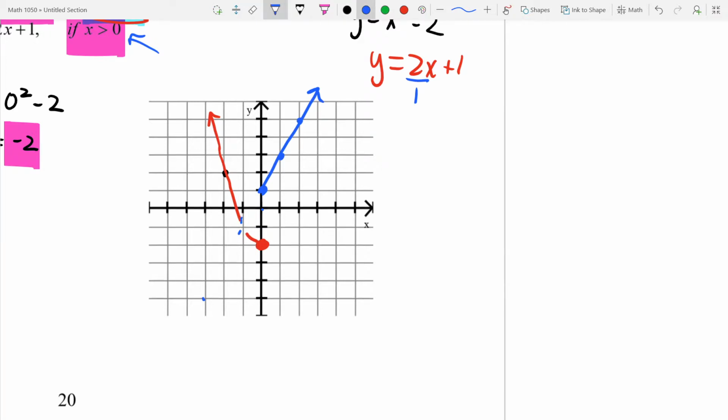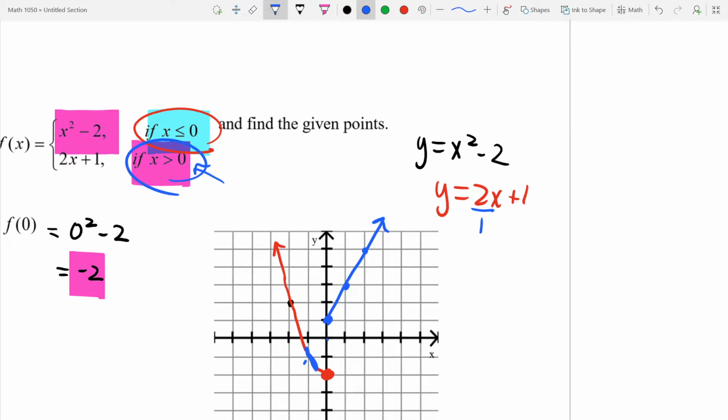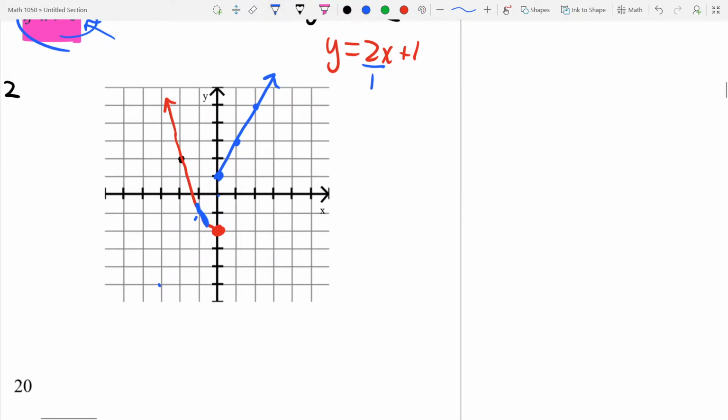Okay. Now, here's the last question. If I'm equal to 0, am I on the line? No. No, I'm not. So I'm going to grab my eraser. I'm going to erase that closed circle, and I'm going to put in a what? Open. An open circle. There's my answer.